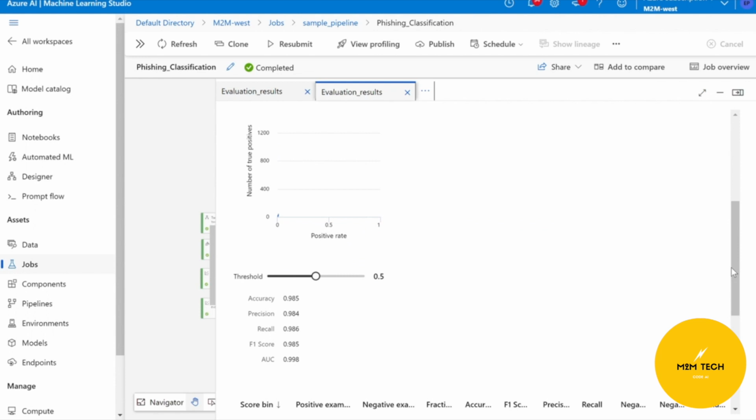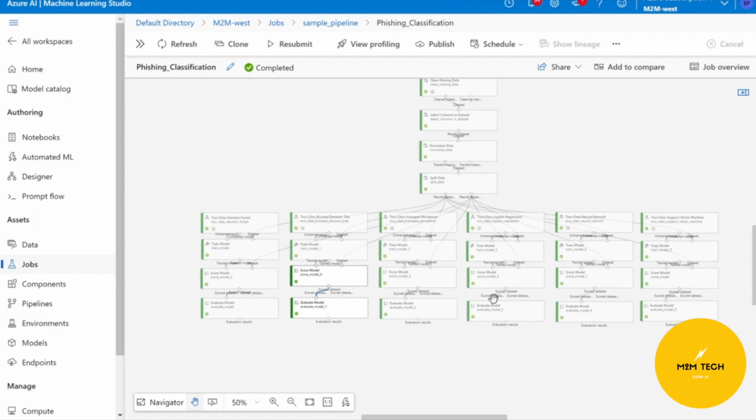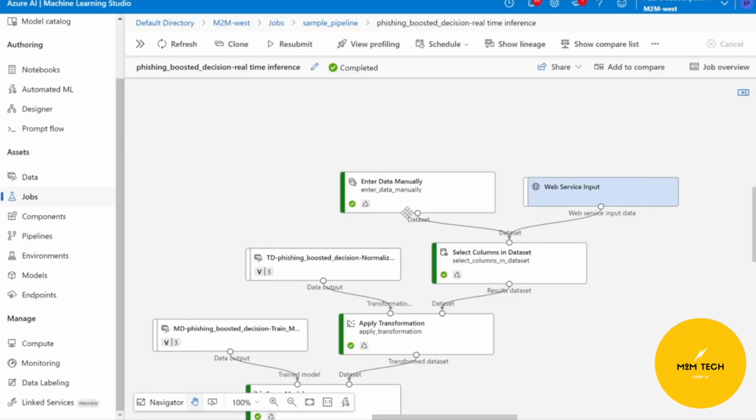But it doesn't mean that the other 5 models did not do well. They all did well. They all have an accuracy above 0.9, the lowest being the average perceptron at 0.913. But for me to deploy a real-time inference, I have to choose only one algorithm, and I went with the boosted decision tree because it has the highest accuracy.